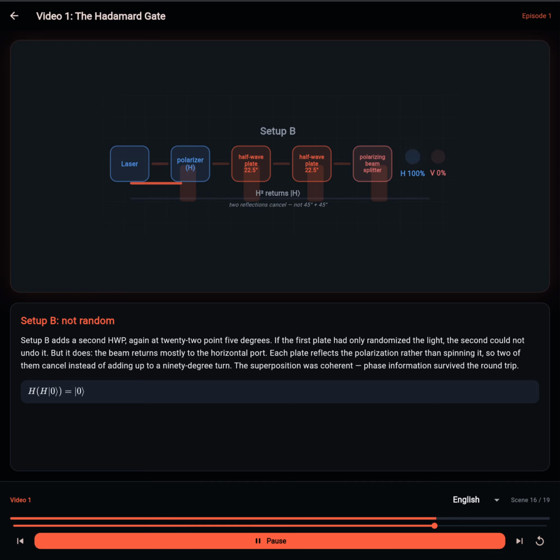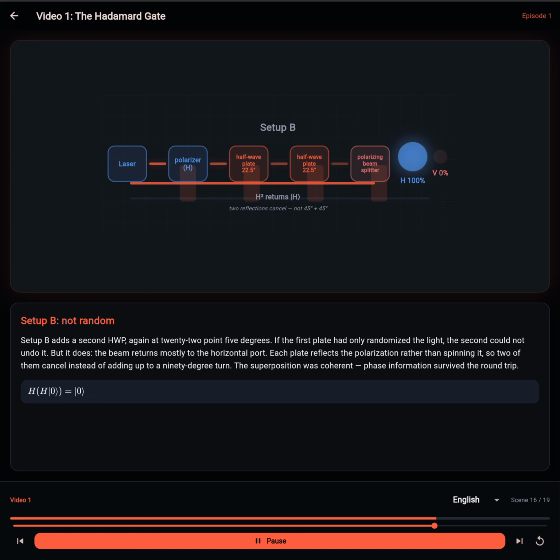Setup B adds a second HWP, again at 22.5 degrees. If the first plate had only randomized the light, the second could not undo it, but it does. The beam returns mostly to the horizontal port. Each plate reflects the polarization rather than spinning it, so two of them cancel instead of adding up to a 90-degree turn. The superposition was coherent. Phase information survived the round trip.